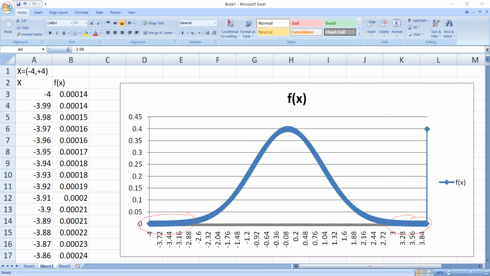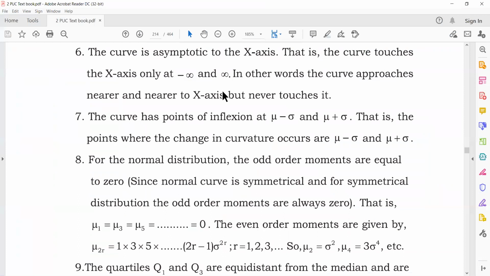But it touches the x-axis only at infinity and minus infinity. As said, you can do this exercise by taking values from minus 10 to plus 10, minus 100 to plus 100. In all these cases, it is the same type of curve, a bell-shaped curve. You will observe this is the end, but this is not the end. It stretches up to plus infinity. It stretches up to minus infinity on the right and left side. Therefore, we say the curve is asymptotic. It never touches the x-axis. If you want to say that it actually touches the x-axis, that happens only in the case where your x is plus infinity and your x is minus infinity.